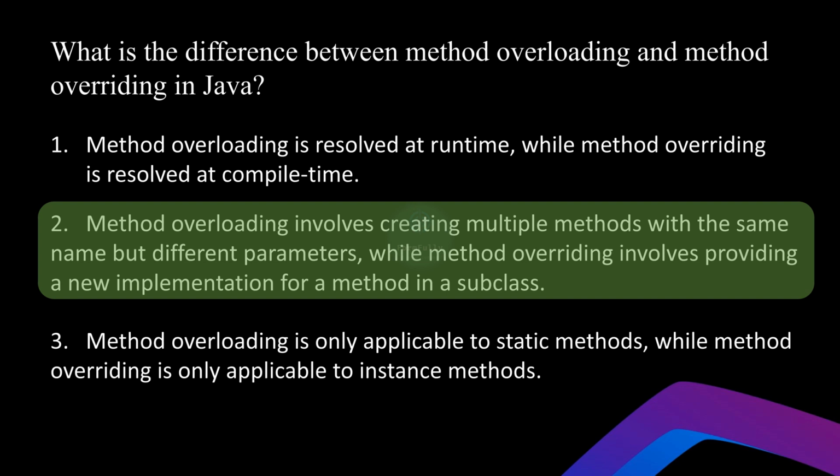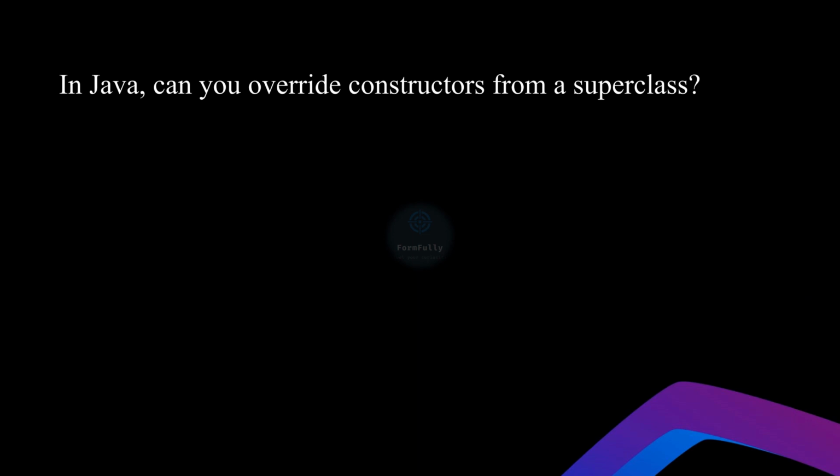Option 1 is incorrect because the statement is incorrect. Method overloading is resolved at compile time, while method overriding is resolved at runtime. Option 3 is incorrect because the statement is incorrect. Both method overloading and method overriding can apply to both static and instance methods. Moving to the next question.